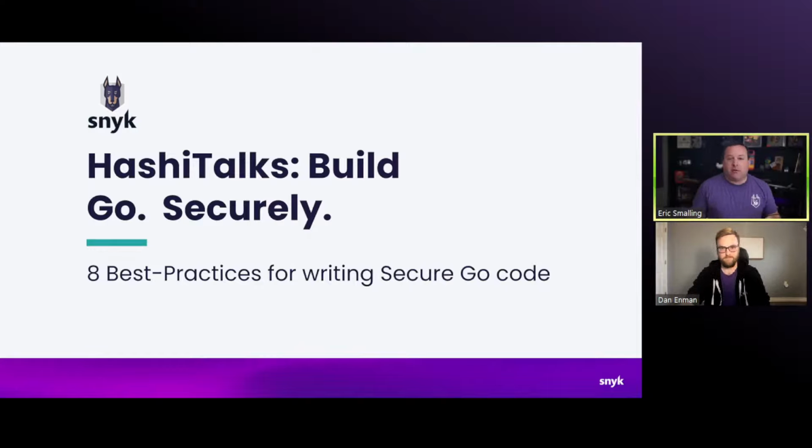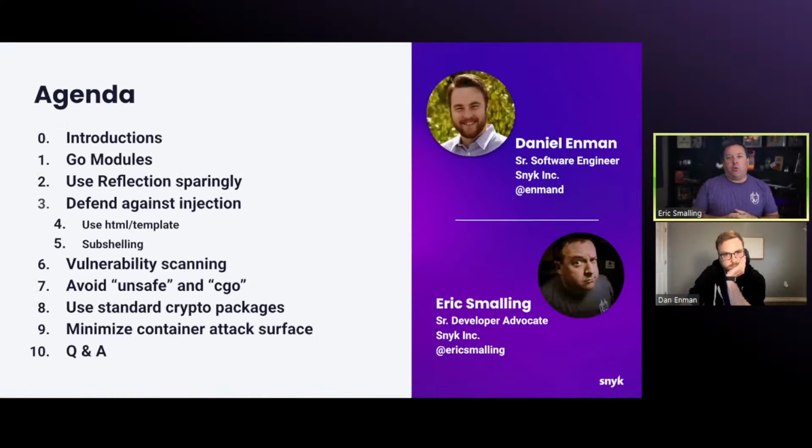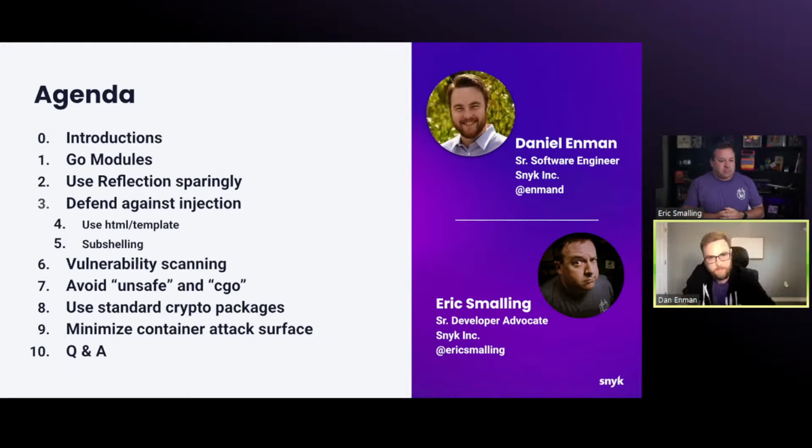We're going to get right into this because we have limited time and a lot to cover. So as you said, we're going to do 8 best practices for writing secure Go code. As a quick introduction, Eric Smalling, I'm a developer advocate here at Snyk. I specialize in container and cloud native, and I'll let Dan introduce himself. Hi, everyone. I'm Dan Enman. I'm a senior software engineer here at Snyk, and I work on mainly our reporting system.